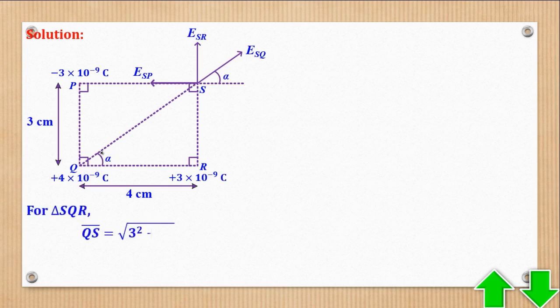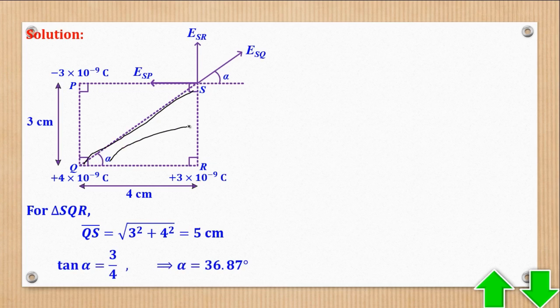We shall first get the separation QS, which is by Pythagoras theory, this square plus this square, everything under square root to give you 5 centimeters. Then also the angle, this angle alpha. Remember, this is the right angled triangle, meaning that here, this will be the opposite, and this will be the adjacent. So opposite is 3, adjacent is 4. Remember, tan is opposite over adjacent, meaning angle is this degrees, to 2 decimal places. Angles are accurately measured to 2 decimal places.